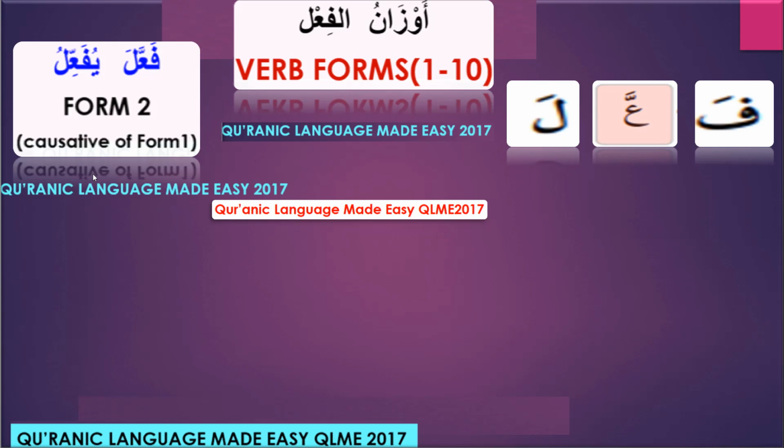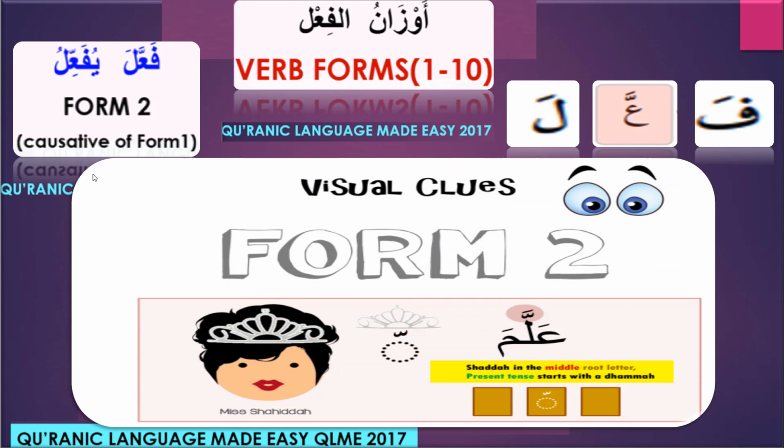For example, if I say dakhala, to enter, that is form 1, but dakhkhala would be to bring in. Or if I say kasara, it is to break. But kassara is to shatter, and this is built on form 1 by doubling the middle radical of the form 1 verb, adding a shadda to it. And this is often an intensive version of the form 1 verb, especially if the form 1 verb is transitive. The visual clue for form 2 is the shadda on the middle root letter, allama, and the mudari starts with a dhamma, allama yu'allimu, or fa''ala yufa''ilu.